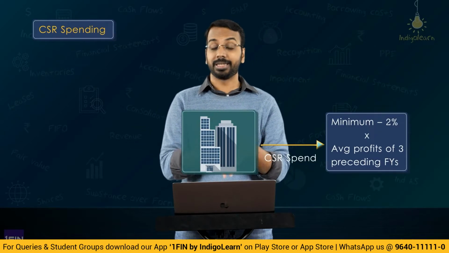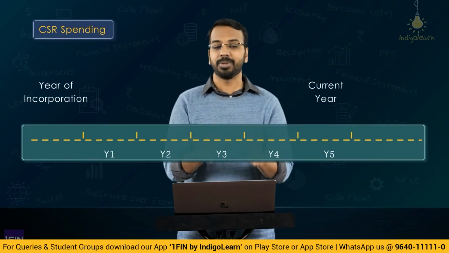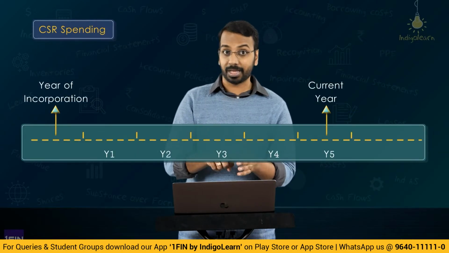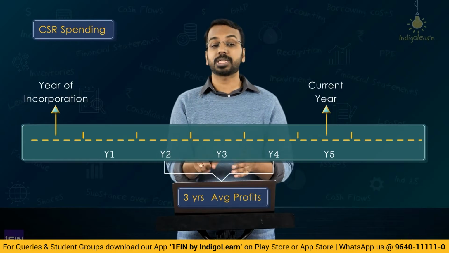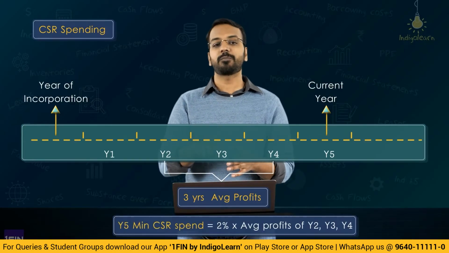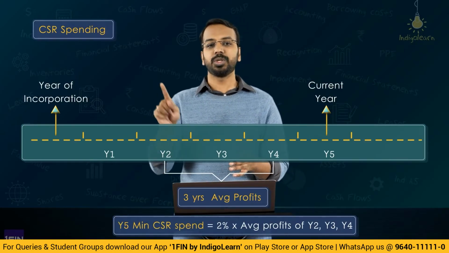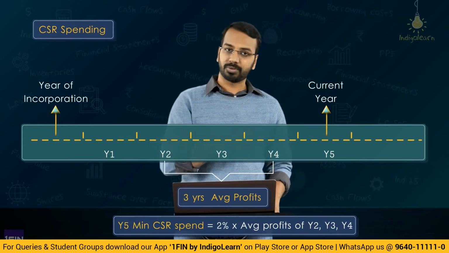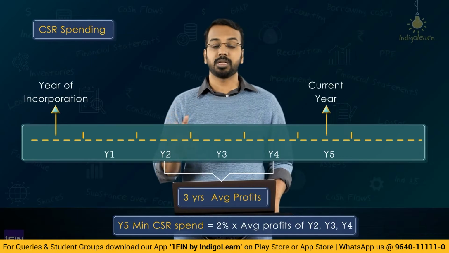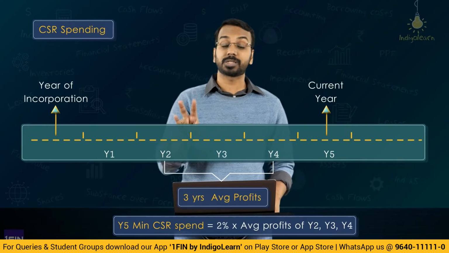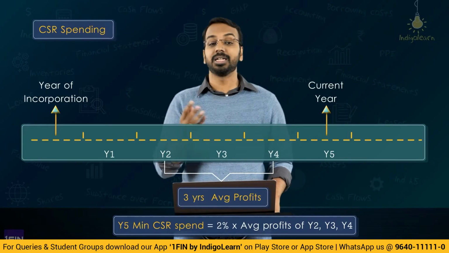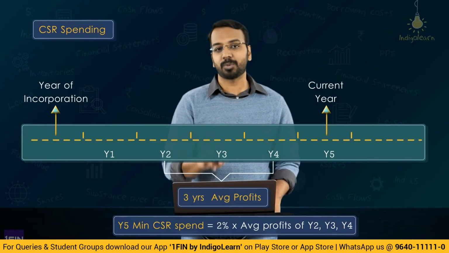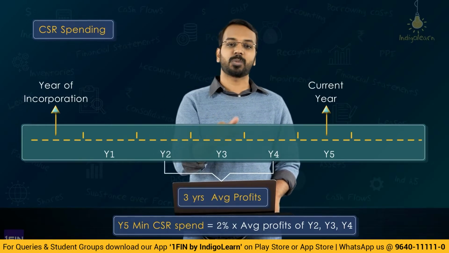So, if I am in the current year, let us say I am in year 5. In year 5, I have to spend 2% of average net profits of preceding 3 years, that is year 2, year 3, year 4. Take the average of net profits. How to compute, we will come to it. Take the average of net profits. Out of the average of net profits, 2% should be spent in the current financial year, that is year 5. So, average of net profits of year 2, 3, 4, you have to spend in year 5.